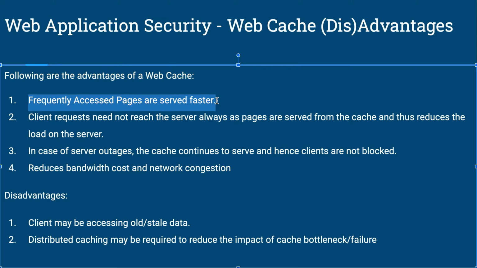The third thing is, suppose the server is down for some reason, there is an outage, maybe the server is taken for maintenance or has crashed. In such cases, if there is a cache, it continues to serve all the requests coming from the client, and that's how clients are not blocked. And once the server comes up, the server and cache can talk to each other and refresh their pages. And again, as I said, it reduces the bandwidth cost, network congestion, etc.